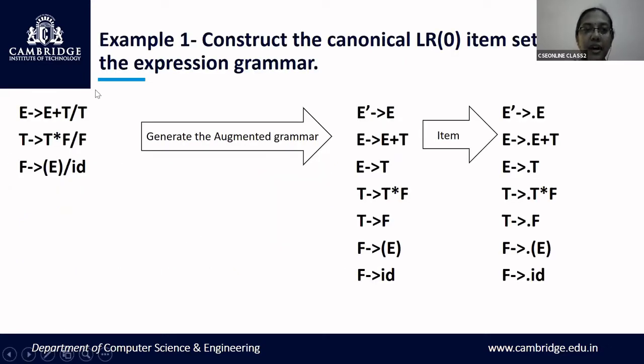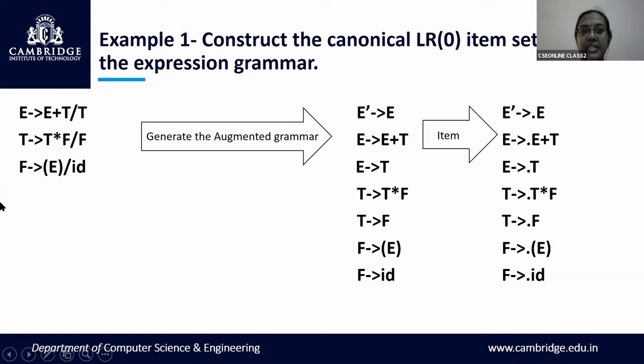So here you can find an example of an expression grammar. The expression grammar will be given to you. E derives E plus T or T. T derives T star F or F, and F derives E within parenthesis or ID. So this is the given grammar, what we have mentioned in the first step. Next, what is the second step? The second step is you have to check if the given grammar is ambiguous or not.